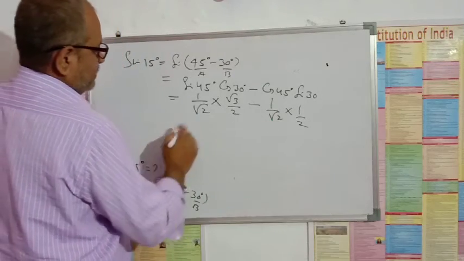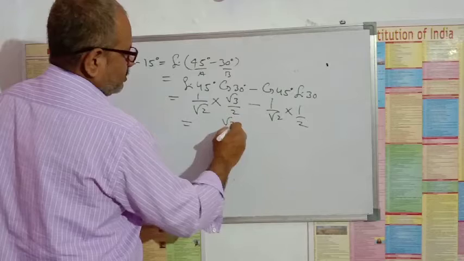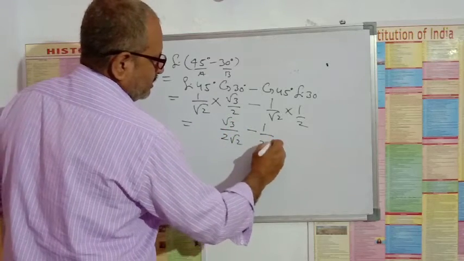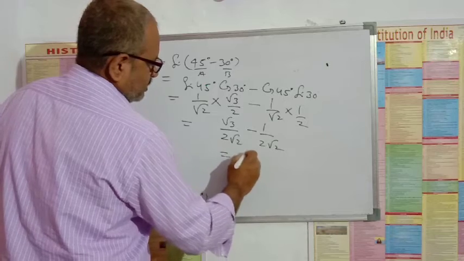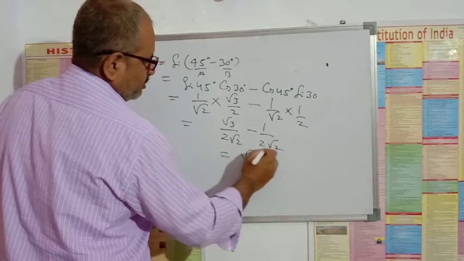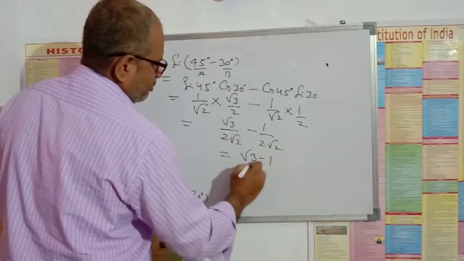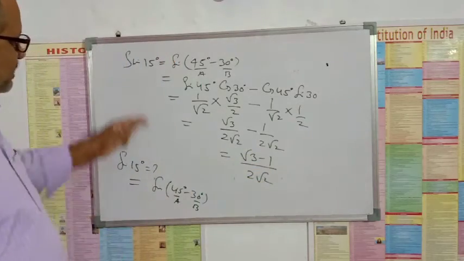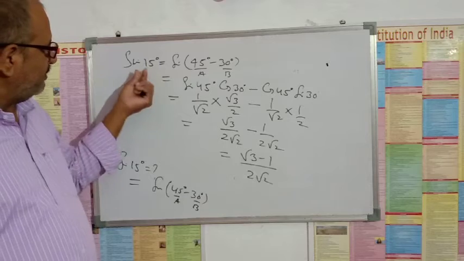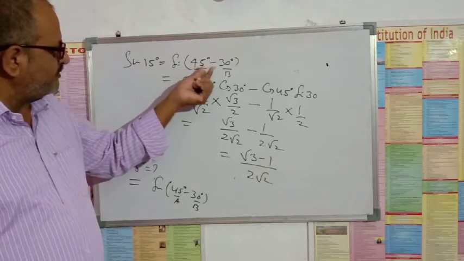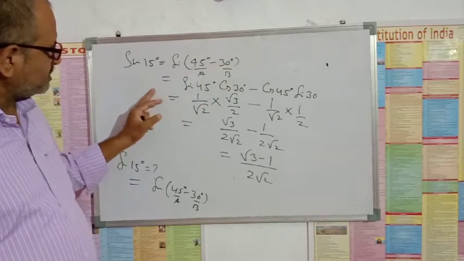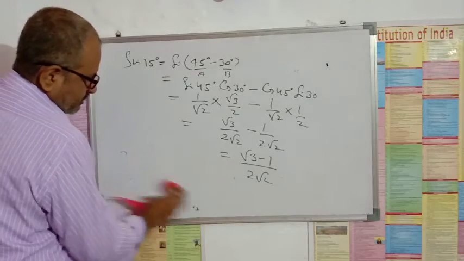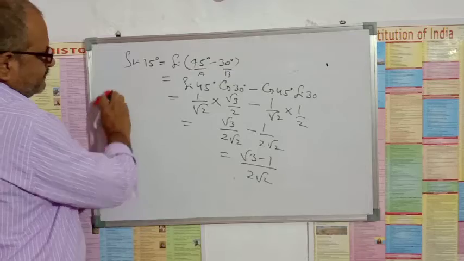So simplify it. It is root 3 upon 2 root 2 minus 1 upon 2 root 2. The denominators are the same, 2 root 2, so subtract the numerators: root 3 minus 1 upon 2 root 2. So this is the value of sin 15. We have to split 15 into two parts, 45 and minus 30. I hope it is clear to you. Let us see one more question.